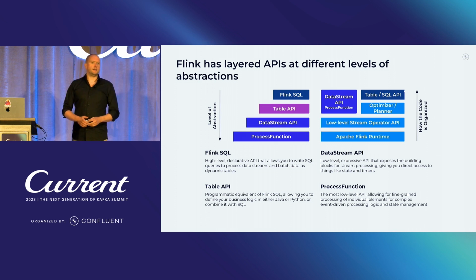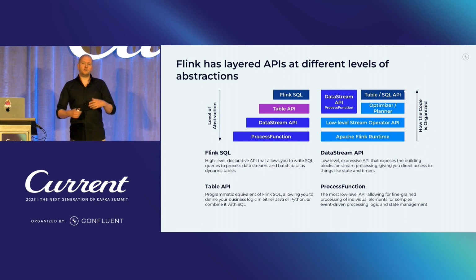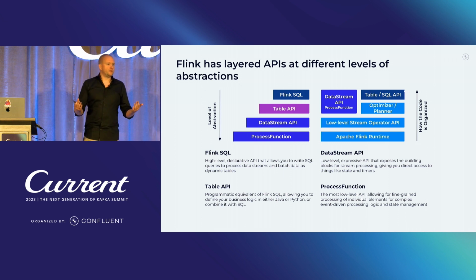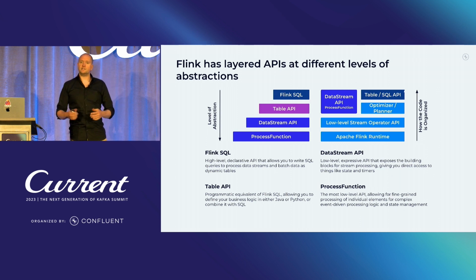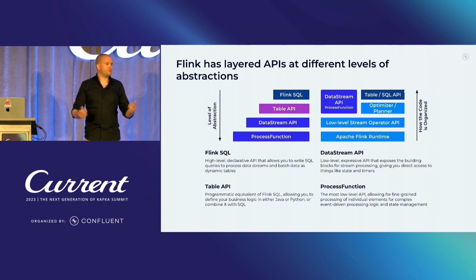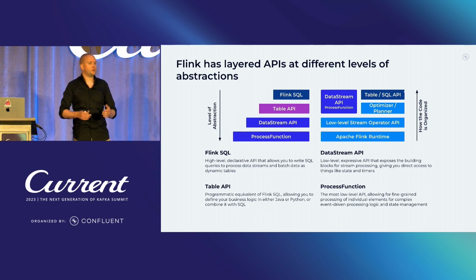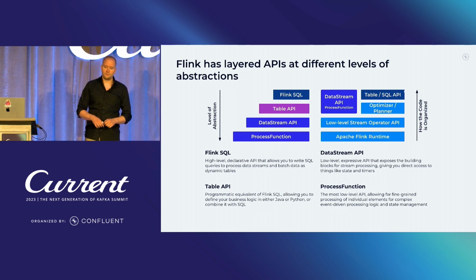One level lower is Flink's Table API, which you can compare to being the programmatic equivalent of SQL. So instead of using SQL, you use Java or Python to actually define that business logic in a declarative way. You can also mix and match Table API, and you can mix and match SQL in there as well.